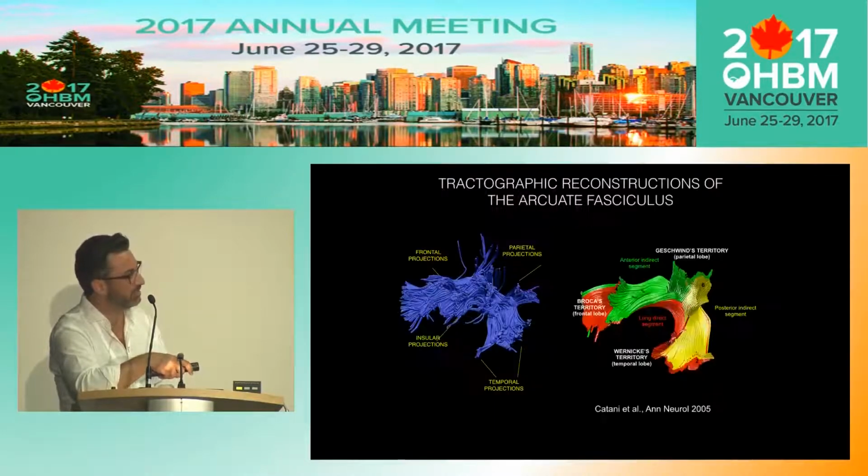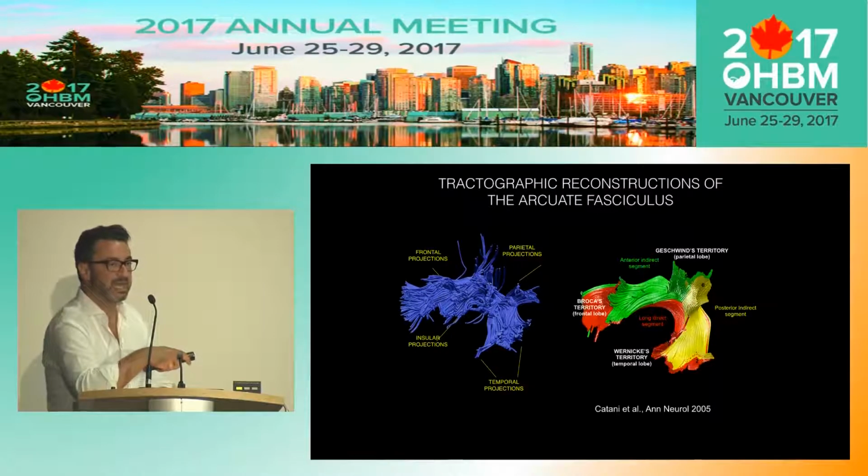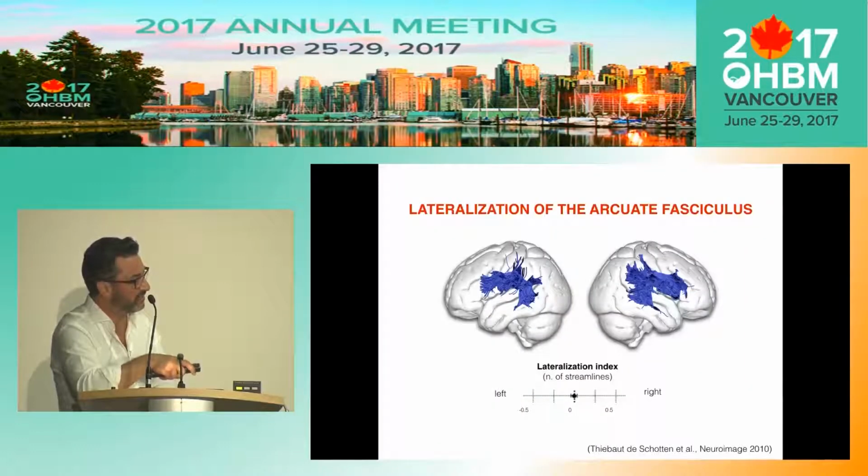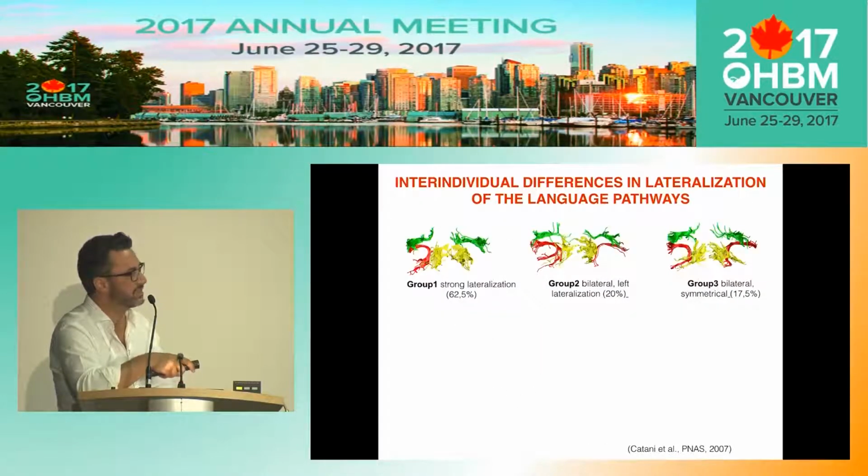Another one is the arcuate fasciculus. This is, again, the 3 segments now in the classifications. The advantage of having 3 segments is that if you look at the arcuate, the left and right, and measure the volume and the number of streamlines, there is no asymmetry. Only when you look separately at the 3 segments do you see that there is an asymmetry.